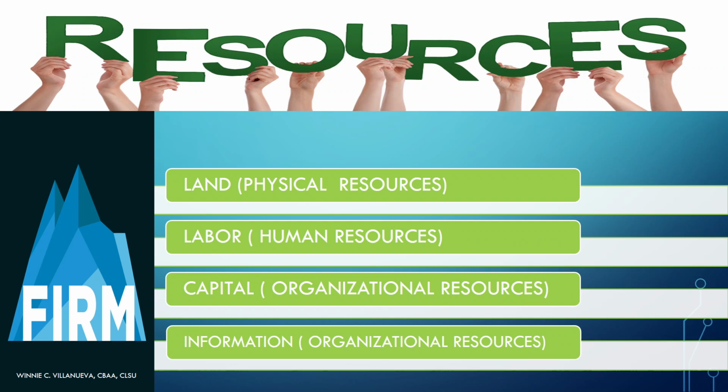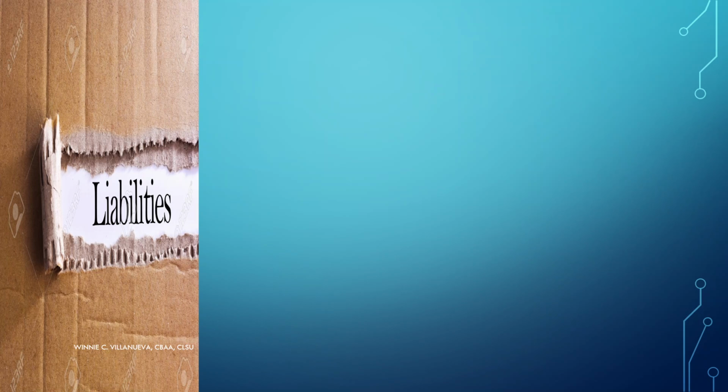Now, what is the second concern? Ano daw yan? Ang resources of the firm, apat yan, no? We have land, labor, capital, and information. And these are also, the other term would be land is a physical capital resource, labor is a human capital resource, and capital and information are both organizational capital resources. Okay? Now, let's go to the second element, liability.